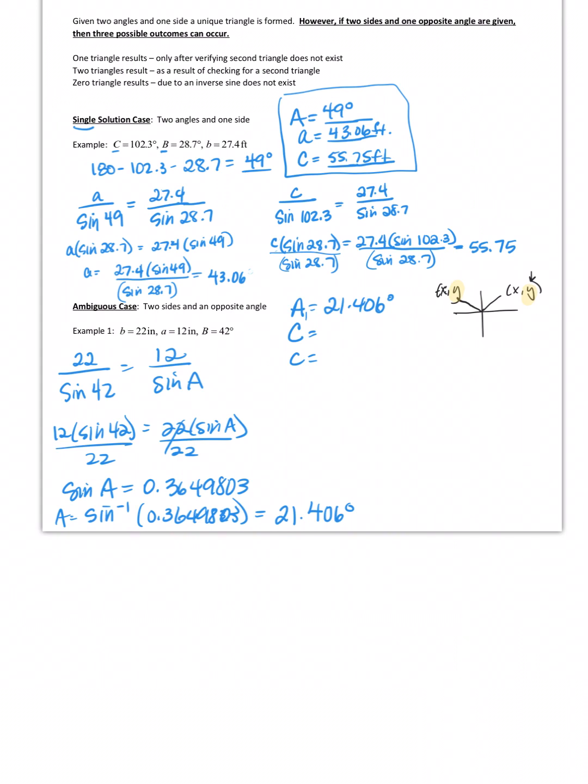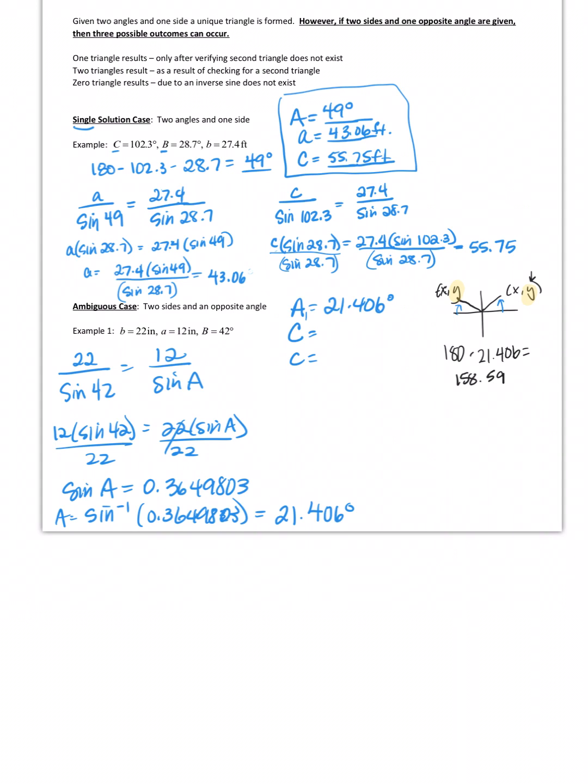Well, what are the two angles? The two angles are this angle 21 that we just found, and then this angle over here. So we could find that angle by taking 180 and subtracting the 21 that we have. So if we do that, we're going to have 180 minus 21.406, and we get 158 and some change, 0.59.